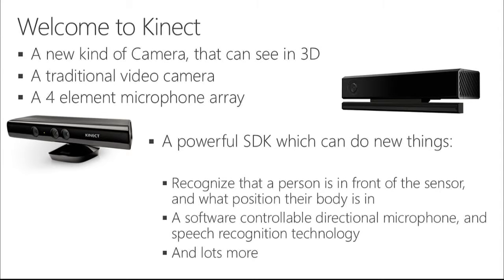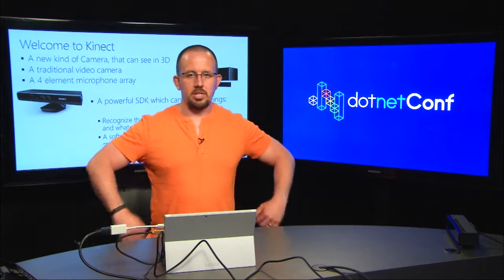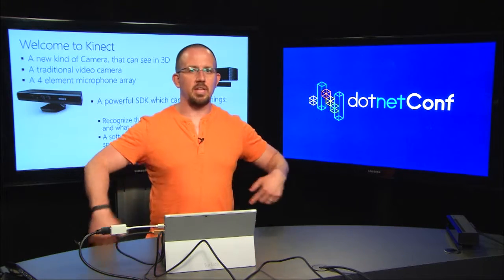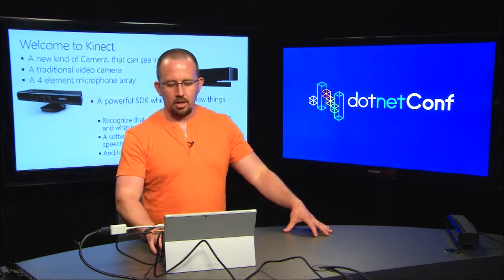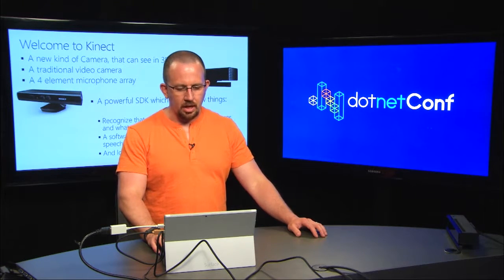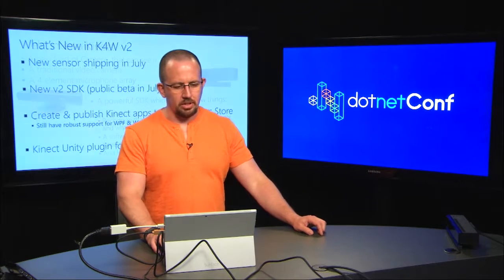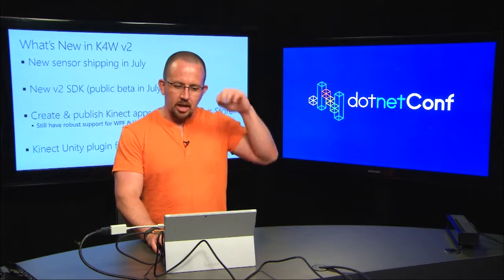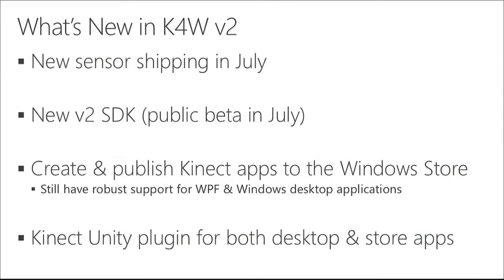Also, not only can you detect people, but we can tell you through our SDK the position of their body. We have 25 skeleton joints that you can map onto different people, up to 6 people actually. I mentioned the microphone, and there's lots more that you can do. So primarily, what's new with Kinect for Windows V2? I mentioned the new sensor shipping in July, in 23 countries. I'm going to have a link at the end of the deck that I'll leave up if you're interested in how to pre-order that sensor right now.